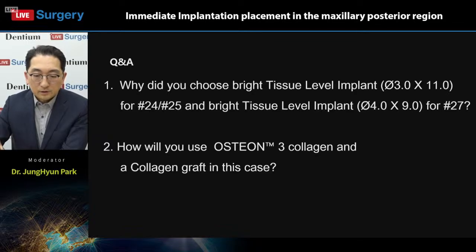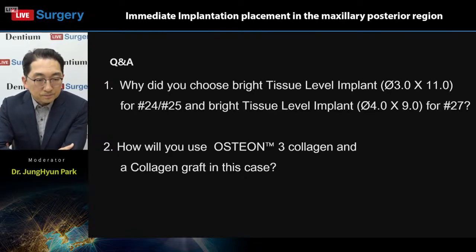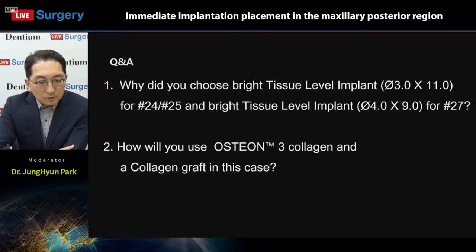Okay, let's look at the questions. The first: why did you choose the Bright tissue level implant 3.0 millimeter for 24 and 25, and the Bright tissue level implant 4 millimeter for 27?